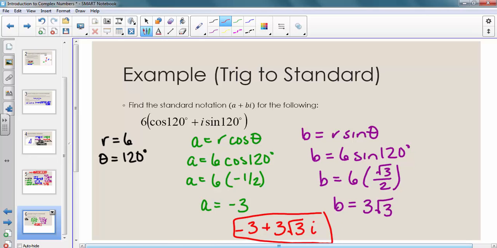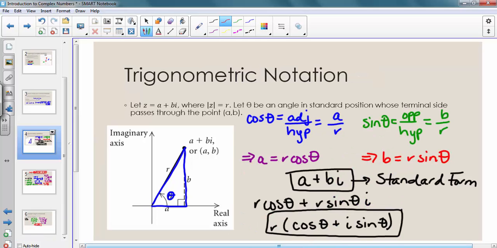So that's really all you need for your introduction into complex numbers. Remember our equations: a equals r cosine theta and b equals r sine theta. Remember the difference between standard form, which is a plus bi, and trigonometric form, which is r times cosine theta plus i sine theta.